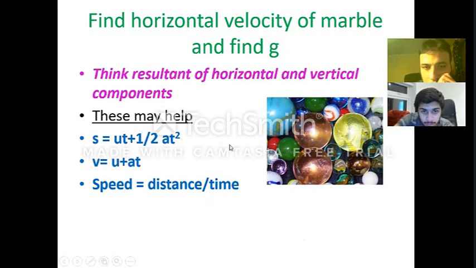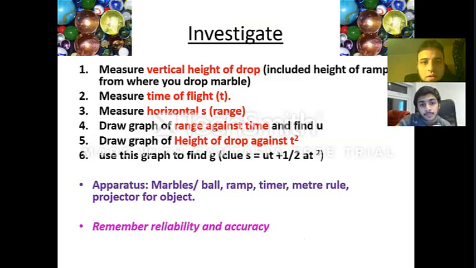Now let's have a look at what's going on. You first measure the vertical height of the drop, how far you are off the ground, which you did correctly. So I'm going to tick that and say you got that point. Measure the time of flight, correct. You said measure the time. Measure the horizontal range. Now this is not going to be so important for gravity, so we're going to skip that for a second. We're going to skip points 3 and 4 because they're not concerning what we want to work out. We just want to work out gravity.